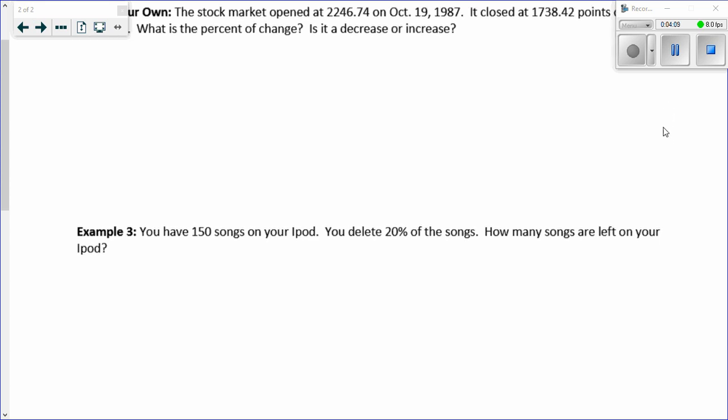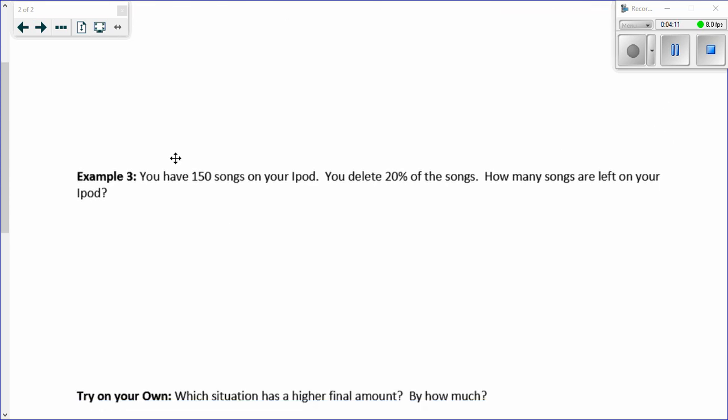And now we have example 3. So you have 150 songs on your iPod. You delete 20% of the songs. How many songs are you left with on your iPod? This is more like a percent problem than a percent of change, but we'll go ahead and do it. So we need to figure out how many songs actually got deleted. So we're trying to figure out what 20% of the 150 is.